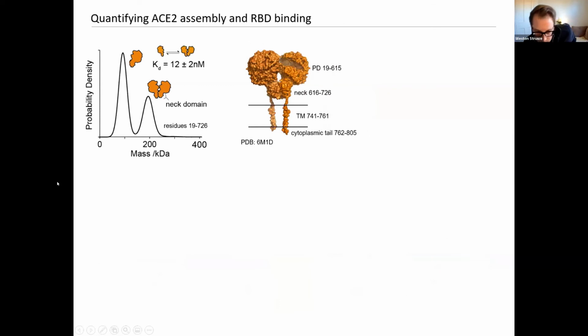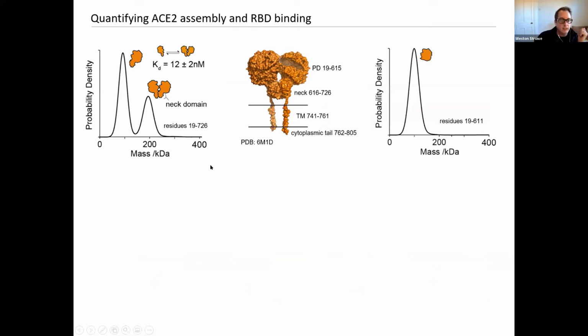So the first thing that we did was we looked at these two. This is the soluble domain that contains the peptidase domain as well as the neck domain, in the absence of the transmembrane and cytoplasmic domains. And you can see quite clearly the existence of a monomer-dimer ACE2 at the concentrations that we're measuring, which is in the low nanomolar range. We could calculate a KD of approximately a few nanomolar. So we can see quite clearly this is existing in two different oligomeric states. In the absence of the neck domain, this is purely monomeric.